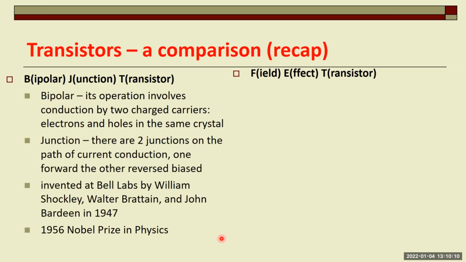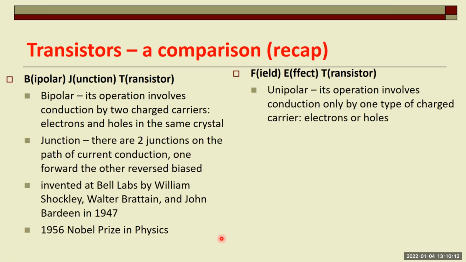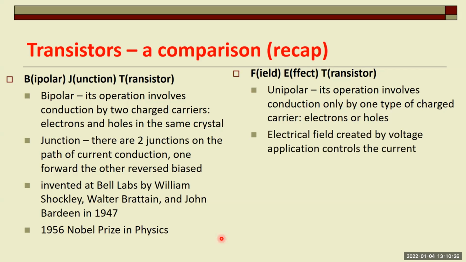When we move over to field effect transistors, they are unipolar. The operation involves only one kind of charge carrier, either electrons or holes. So that's basically the majority carriers. And therefore they have less noise. An electrical field is created by application of voltage, and that controls the current.